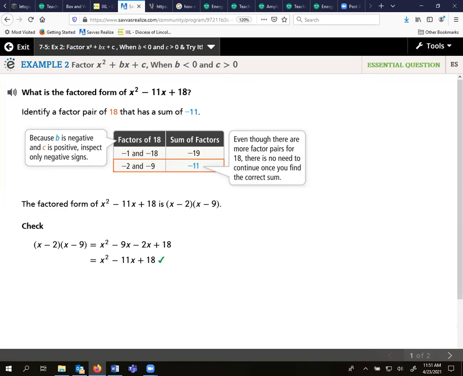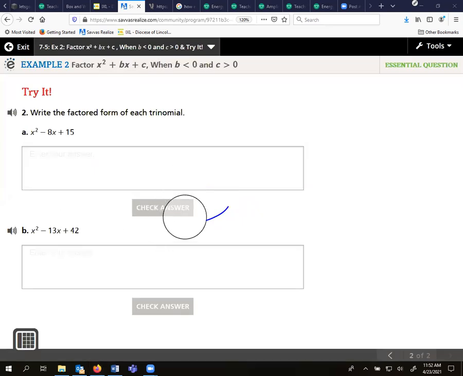Okay. The answer that you want to give, though, is that stuff in parentheses. If you go back through and multiply it, you're given the same thing that you were given to solve. So make sure you give that stuff as your answer. Okay. Now there's some more to practice.